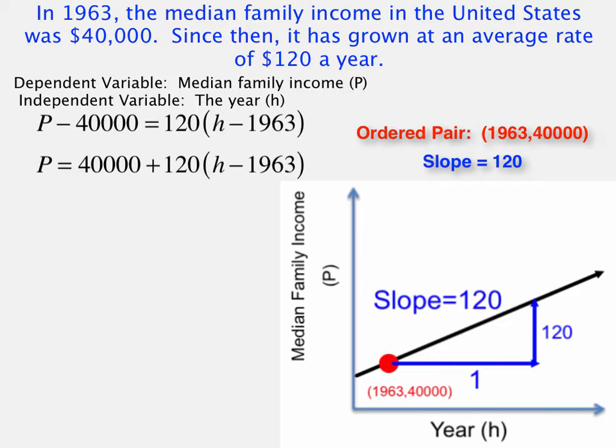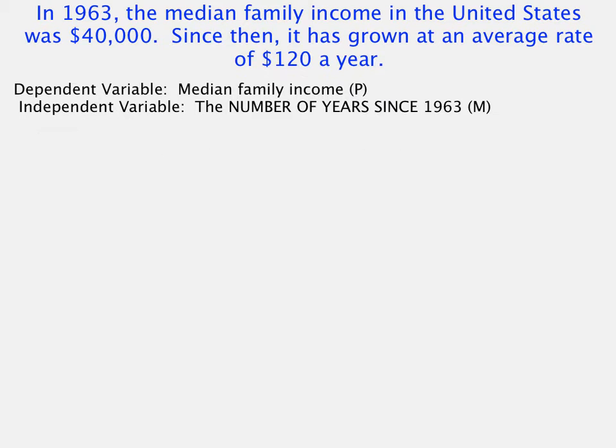Now that we've got this equation, we can go ahead, and if we are told any year, we can substitute it in for our year variable and find the median family income. Of course, if we're told the median family income, we could substitute it in for this variable, and we can solve for the year to figure out in what year that was the median family income. Of course, if we had defined a new variable, m, to be the number of years since 1963, the equation would have been a lot simpler. It would have just been P equals 40,000 plus 120m. Very similar to the simpler types of equations we came up with earlier.